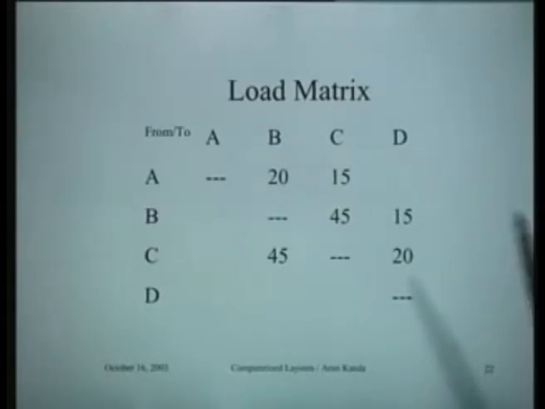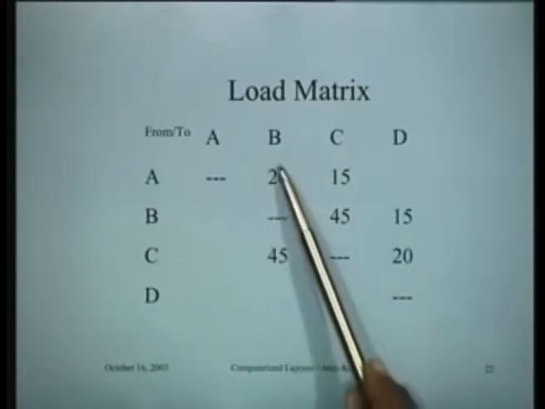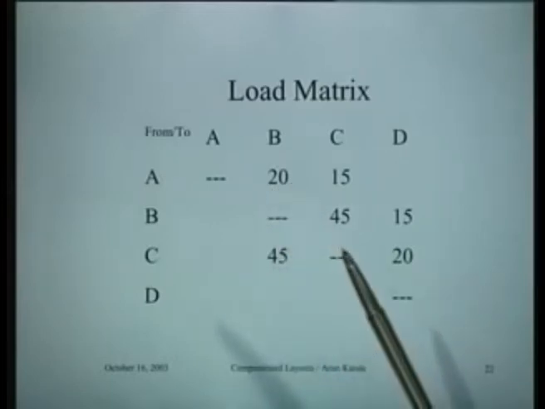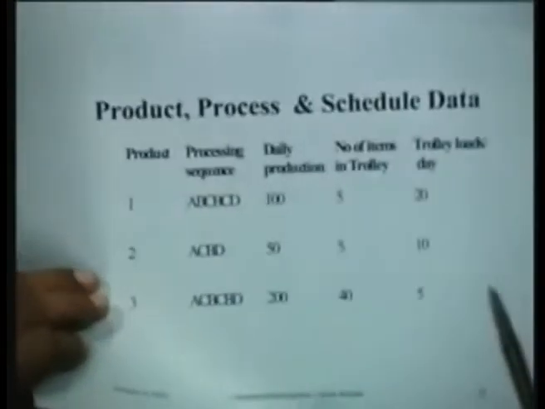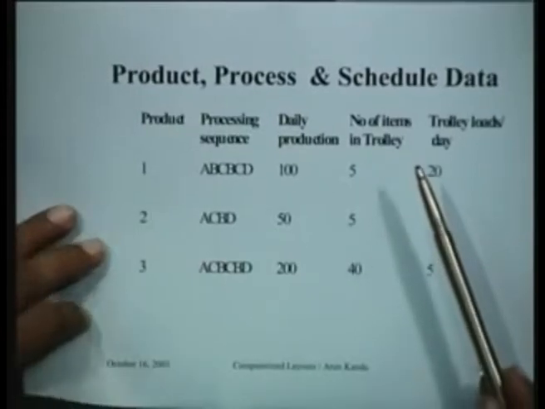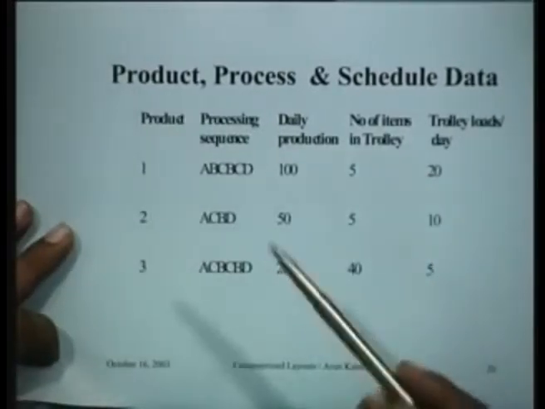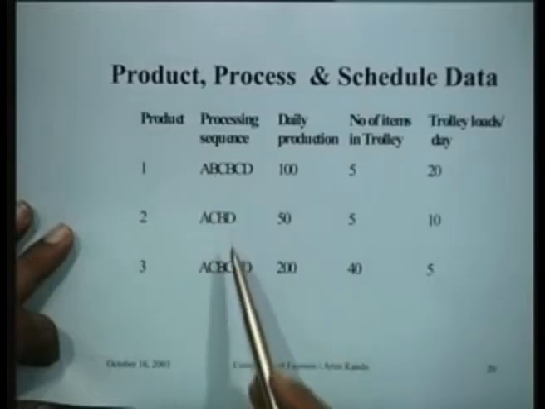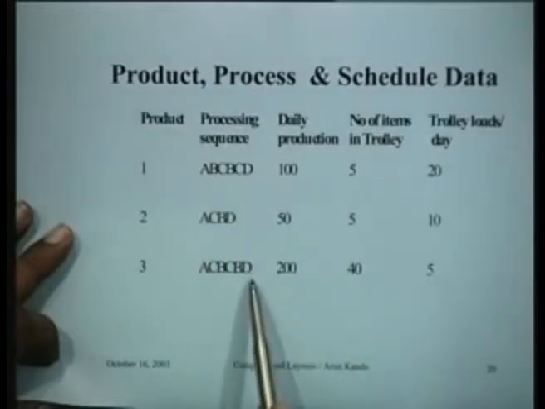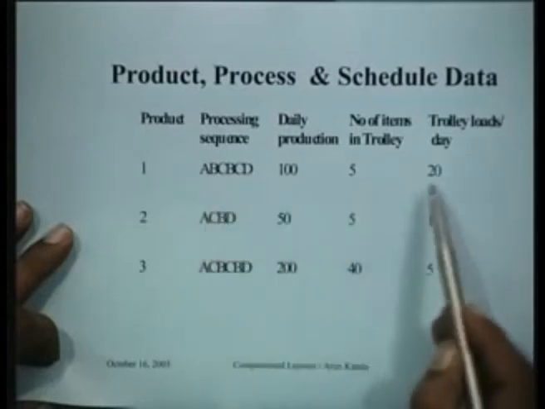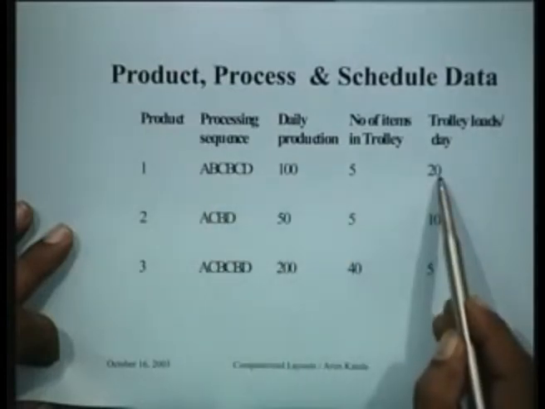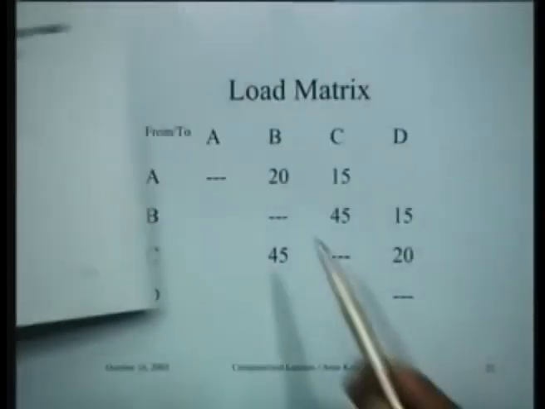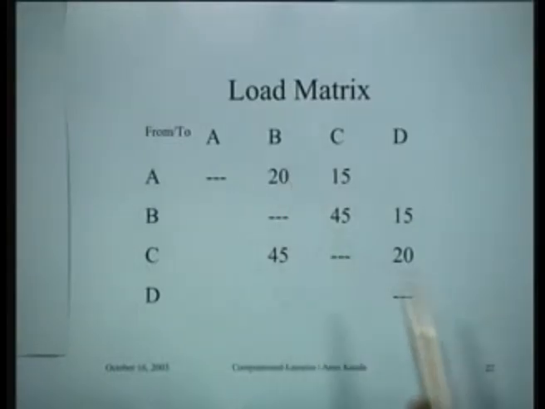Take for instance this particular value, which is from A to B. Look at the product, process and schedule data. What you find is the only movement from A to B is this one. A to B is here. There is no other A to B movement here. So A to B, the total movement is 20 trolley loads per day. So I enter this 20 trolley loads per day.